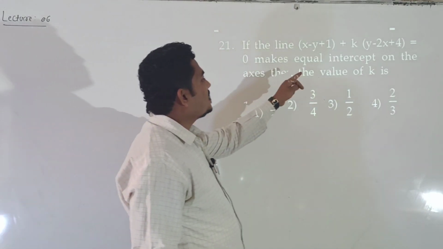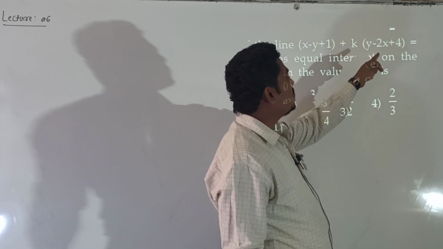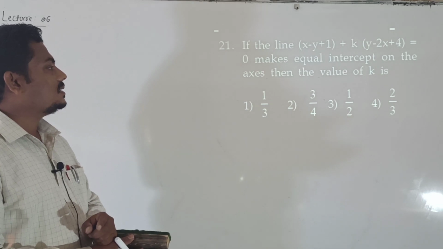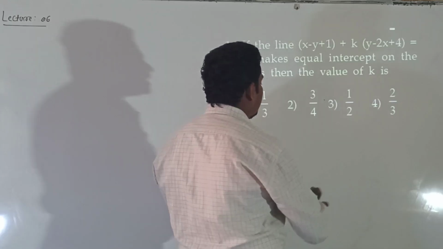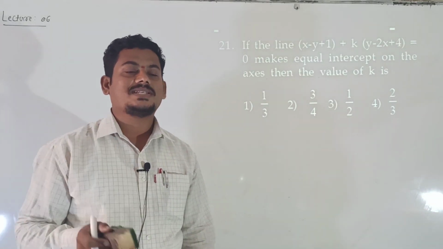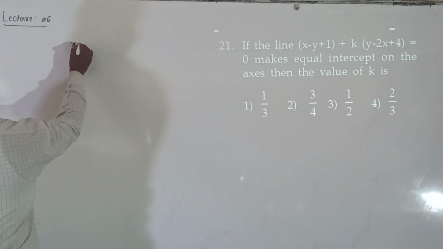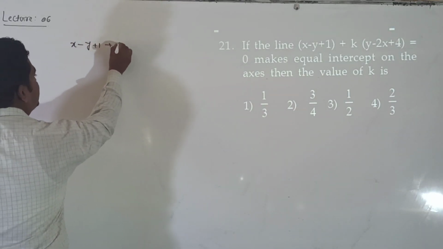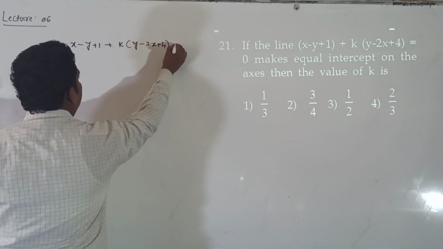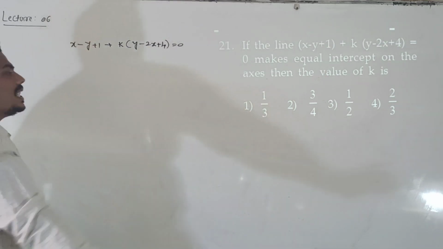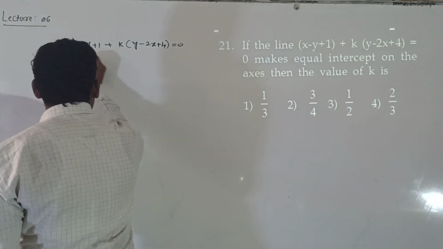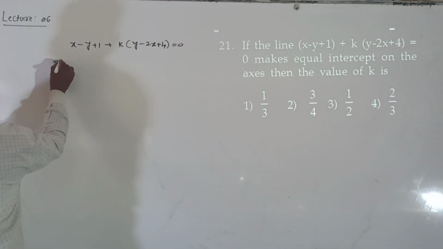If the line (x minus y plus 1) plus k times (y minus 2x plus 4) equal to 0 makes equal intercepts on the axes, then the value of k is? First write the given equation in the form ax plus by plus c equal to 0, the general equation of the straight line. This line makes equal intercepts, meaning the x intercept is the same as the y intercept.